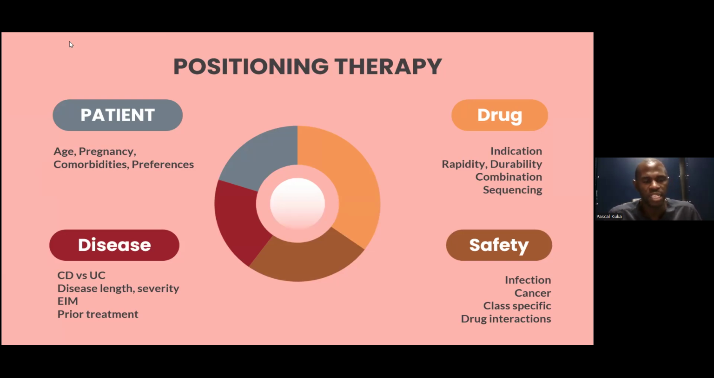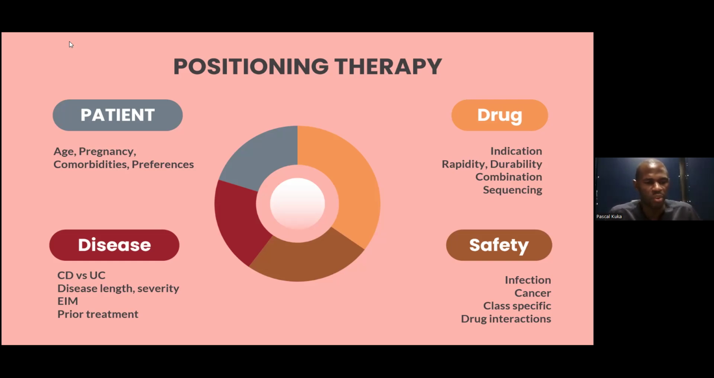Pregnancy, as we've seen, we can't utilize the small molecules, and comorbidities is a key thing in terms of deciding on the drugs that we're going to use, and also preferences. For example, patients who would prefer to have subcutaneous administration as opposed to intravenous administration in cases where you have either form of medications. The disease is a key decision in terms of which medications we need to utilize.